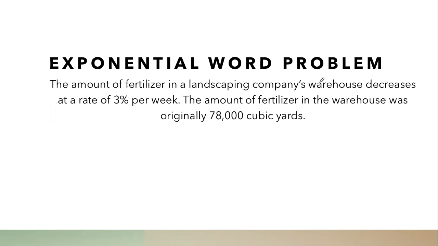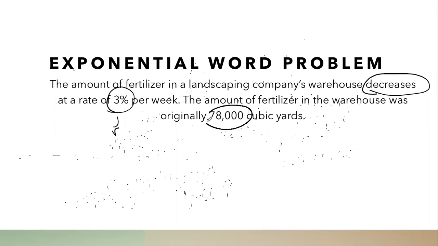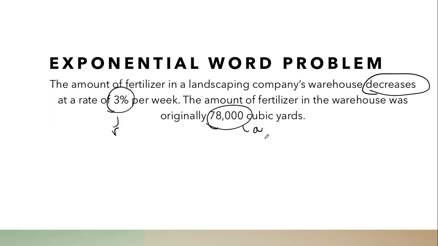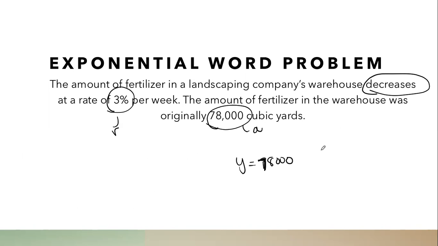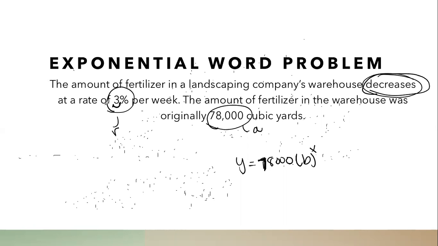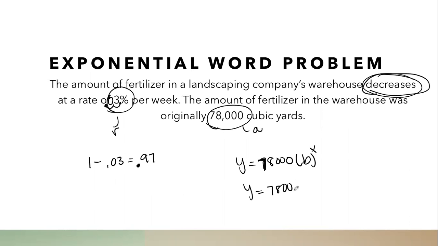The amount of fertilizer in our landscaping company's warehouses decreases at a rate of 3%. There's my r value. The amount of fertilizer in the warehouse was originally 78,000. What does that represent? A. So I know this is y equals 78,000 times b to the power of x. We need to figure out b. Well, this was decreasing, so what do I do with this 3%? Change it to decimal and then subtract it from 1. So 1 minus 0.03 would be 0.97. So it would be y equals 78,000 times 0.97 to the power of x.